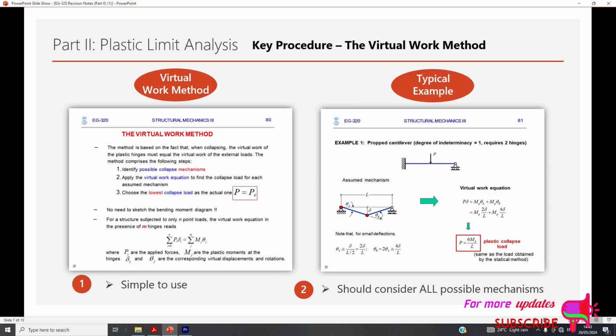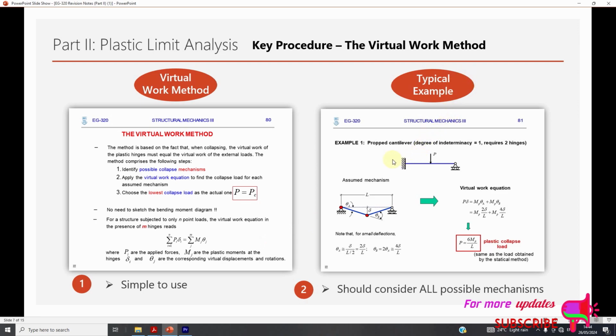For a structure subjected to only N point loads, the virtual work equation in the presence of M hinges reads, which is represented in this formula. That is, the summation of P times the displacement delta should equal the summation of Mj times theta j, where P are the applied forces, M are the plastic moments at the hinges, and delta and theta are the corresponding virtual displacement and rotation.